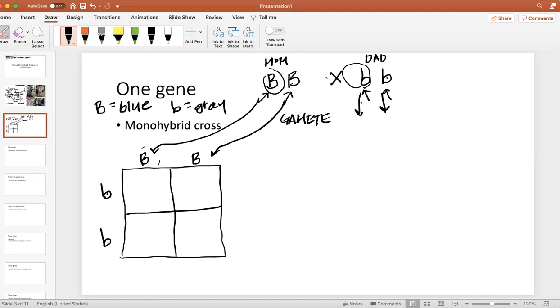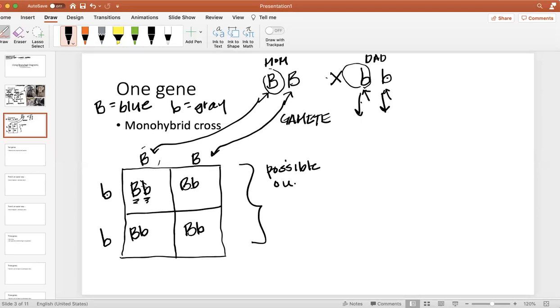Now, if this egg fuses with this sperm, we've restored our diploid state, but we have one big B, one little b. This guy here covers up this guy here. And we can go through and we can do this for each possibility. So what a Punnett square shows us is the possible outcomes of a cross, right? That is what a Punnett square shows us.